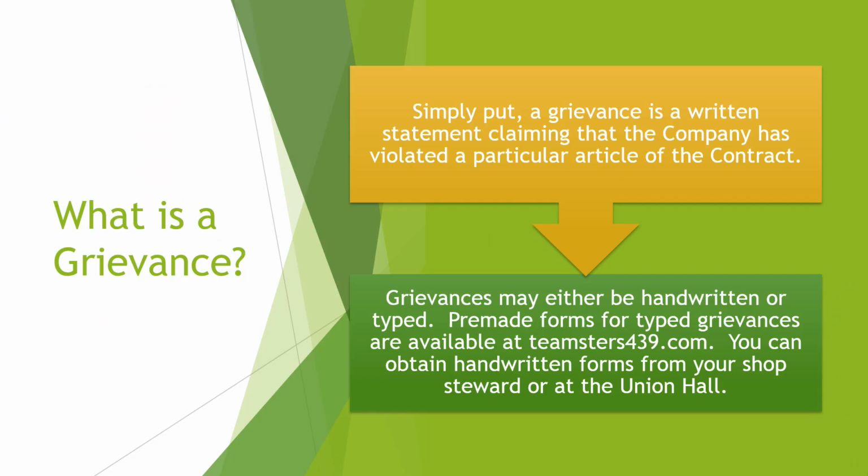First of all, let's explain what is a grievance. Simply put, a grievance is a written statement claiming that the company has violated a particular article of the contract. Grievances may either be handwritten or typed. We do have pre-made forms for typed grievances, and they're available at teamsters439.com. Or you can obtain handwritten forms from your shop steward at your operation or at the union hall itself.